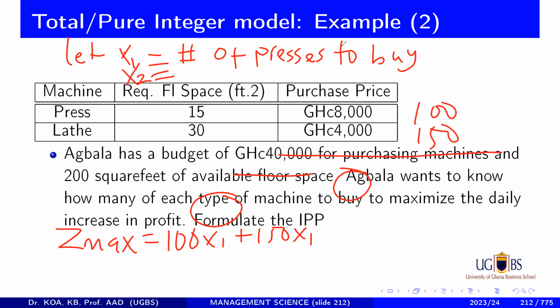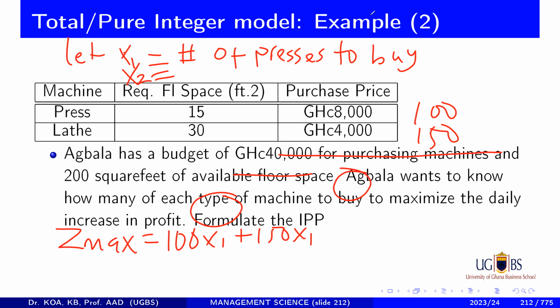The first is the budget constraint, which is the purchase price. And then the second is a floor space constraint. Let's deal with the budget constraint. What would the constraint be? You can tell me, raise your hand. Everything is on your screen.